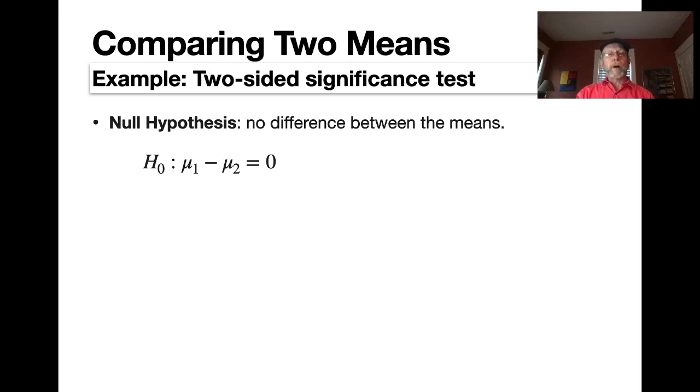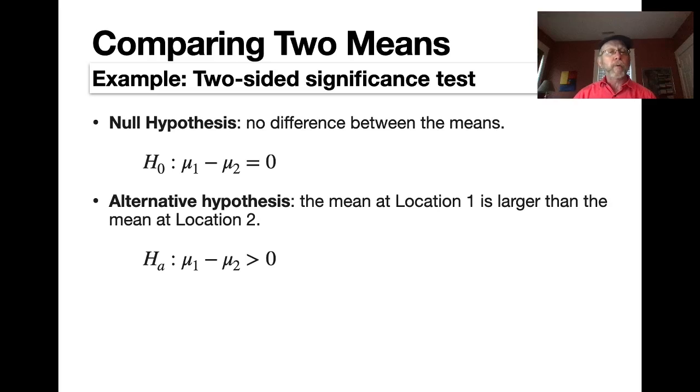There, our null hypothesis would be the same, but now our alternative would be that the mean time spent at location 1 is greater than the mean time spent at location 2 goofing off, right? Or another way of saying that would be the difference, mu1 minus mu2, is bigger than 0. It's important to be able to reason your way through that.